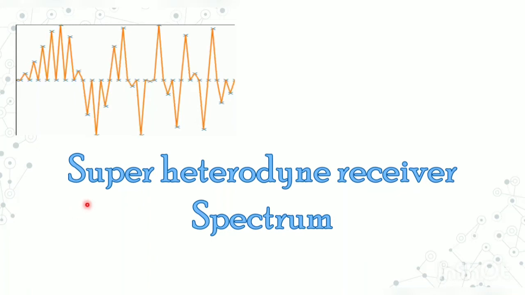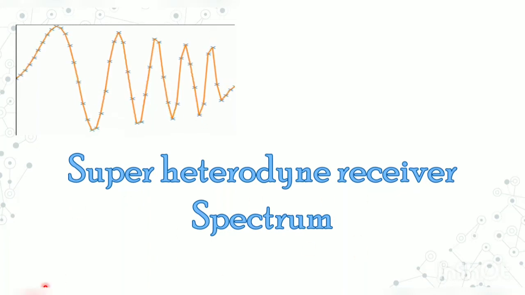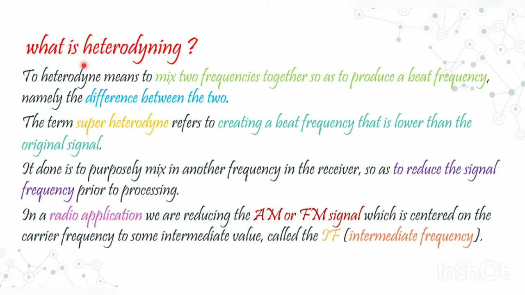Hello, we are going to see the superheterodyne receiver spectrum. Before that, we'll see what heterodyning means. Heterodyne means to mix two frequencies together so as to produce a beat frequency. This beat frequency is nothing but the difference between the two frequencies.